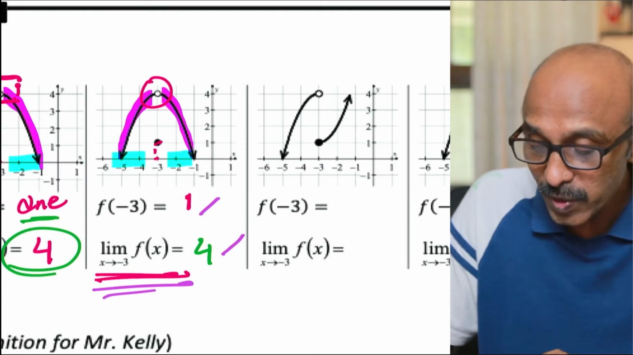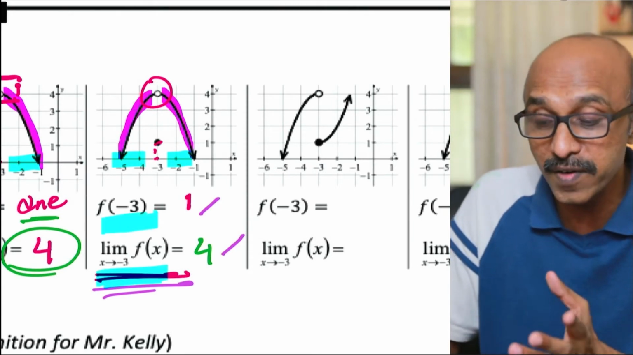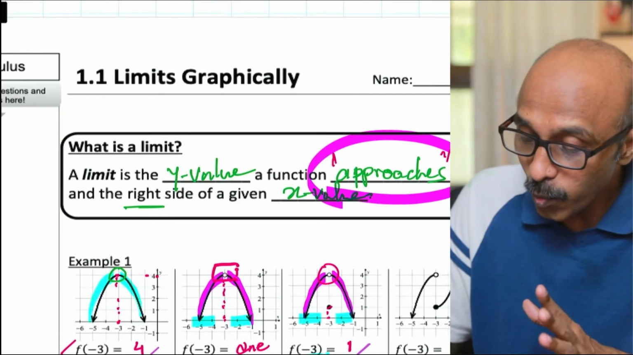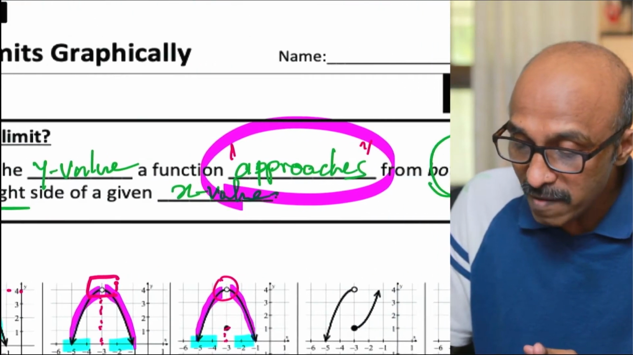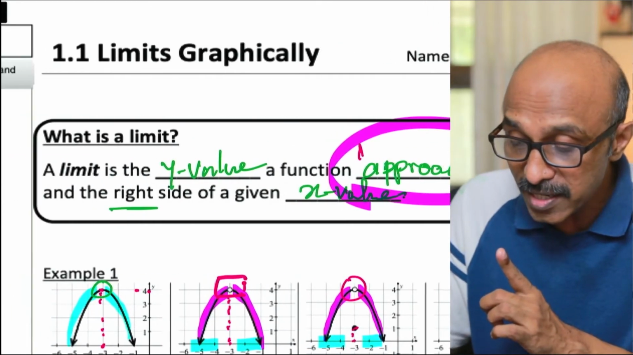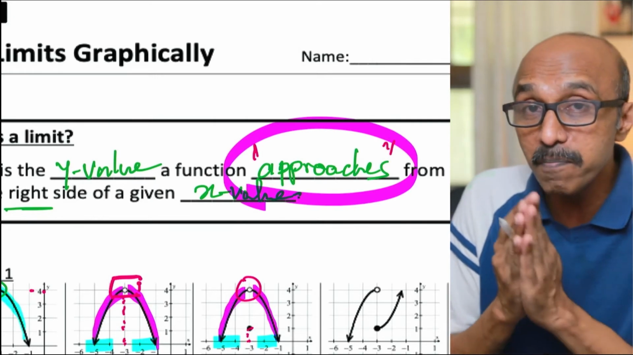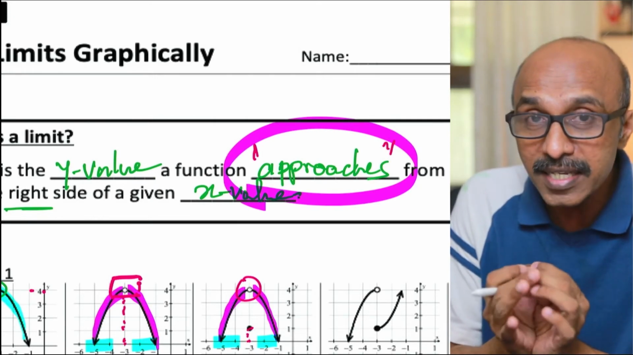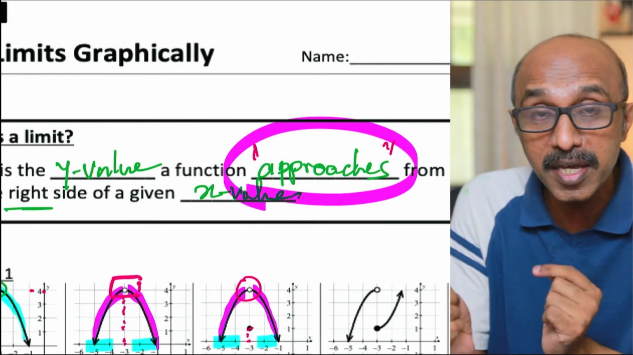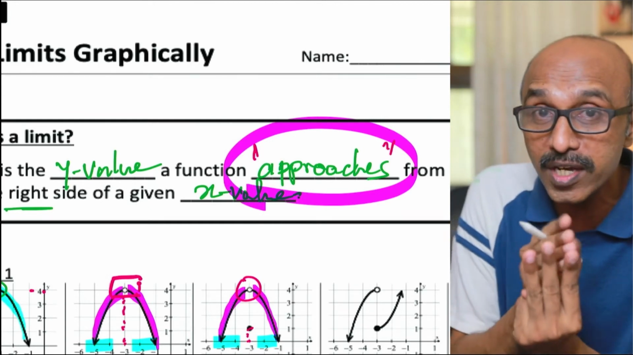And the third example, which we just saw, was the value of the function and the value of the limit were different. Let's look at the definition again, okay? What is a limit? A limit is the y value a function approaches from both the left and the right-hand side of a given x value. A y value a function approaches clearly means that the value of the function is not the same thing as the value of the limit of the function at that limiting value. We've taken 3 examples to illustrate that.